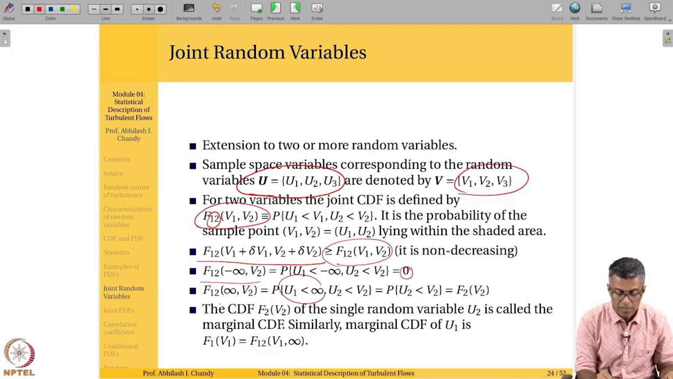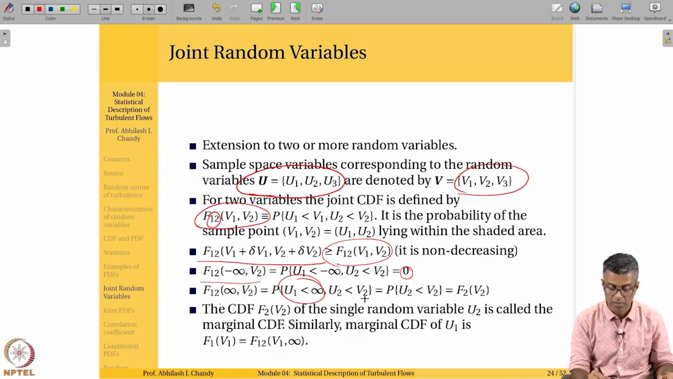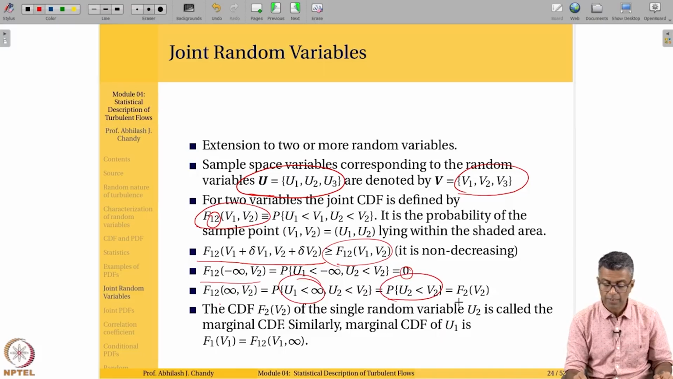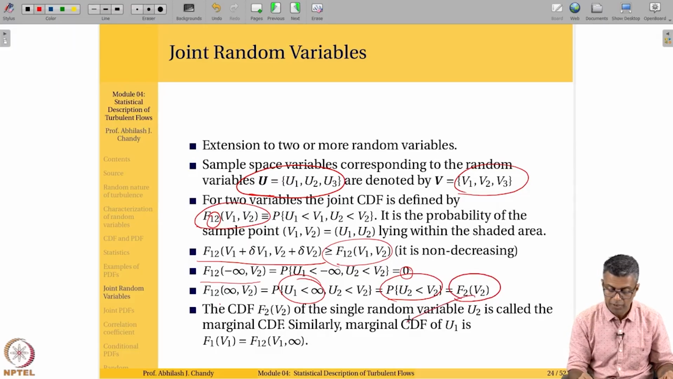Why? Because this is always going to be true. You're always going to have a velocity u2 that is less than u1 that is less than infinity, which means this is going to just boil down to the probability of u2 less than v2, the second event, because the first event is a certainty. So that becomes a single CDF, a single probability, also called a marginal CDF. The CDF f2 of v2 of the single random variable u2 is called a marginal CDF.